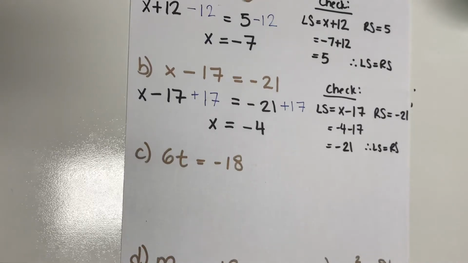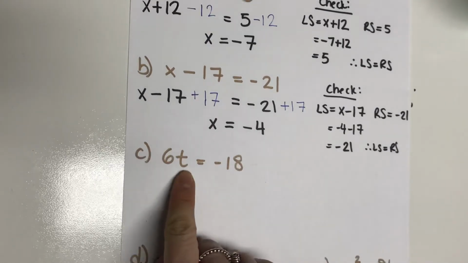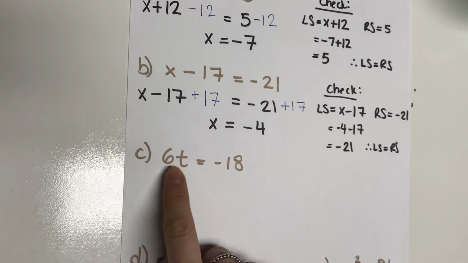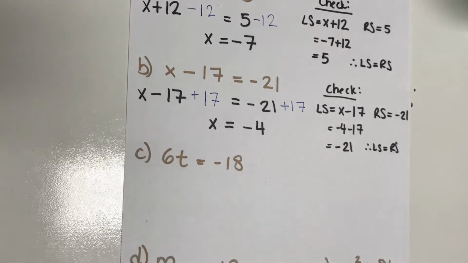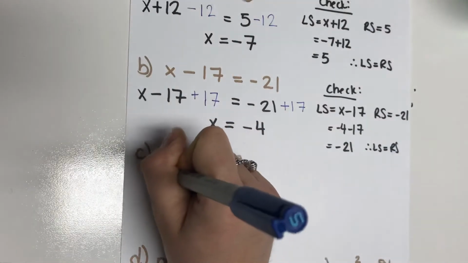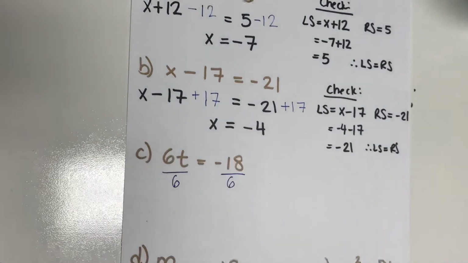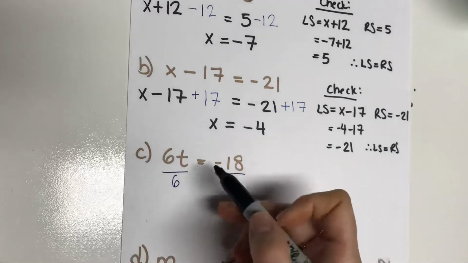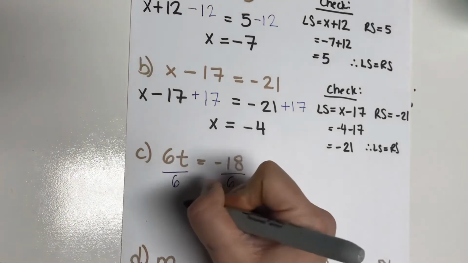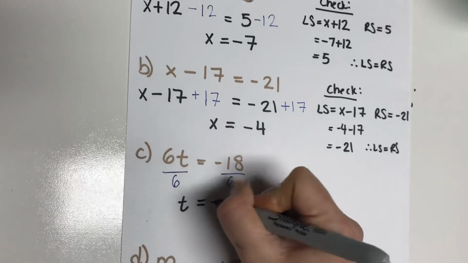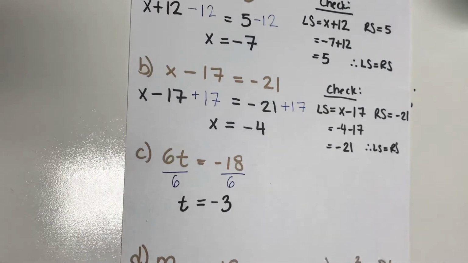Okay, so in C, I have 6t is equal to -18. That means that the t is being multiplied by 6. So the opposite operation, the opposite of multiplying, is dividing. So I'm going to divide both sides by 6. And I like to write it like this. Divided by 6. Divided by 6. 6 divided by 6 is 1. So I'm left with t equals negative 18 divided by 6, which is negative 3. And that's my final answer.